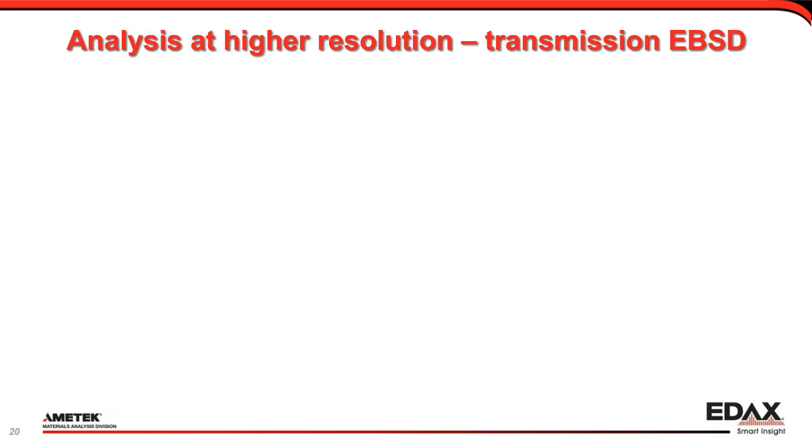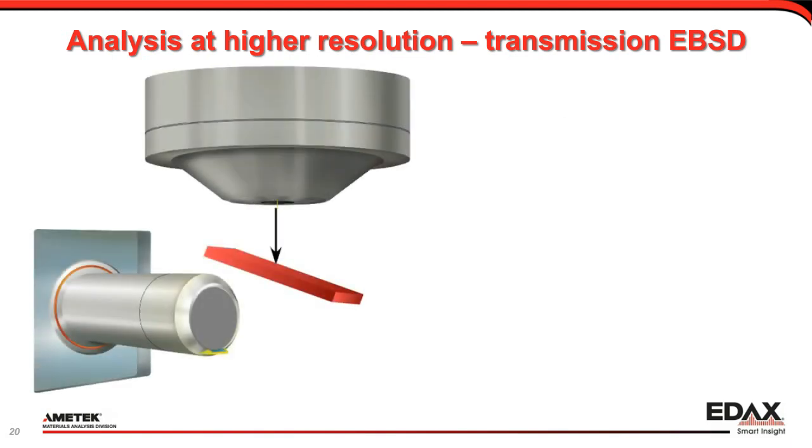One of the things that limits the size of features that may be analyzed with EDS is the interaction volume, where X-rays are generated in the bulk of the sample. An efficient way to reduce this interaction volume is to take the bulk of the sample away and just work on a thin electron transparent foil.